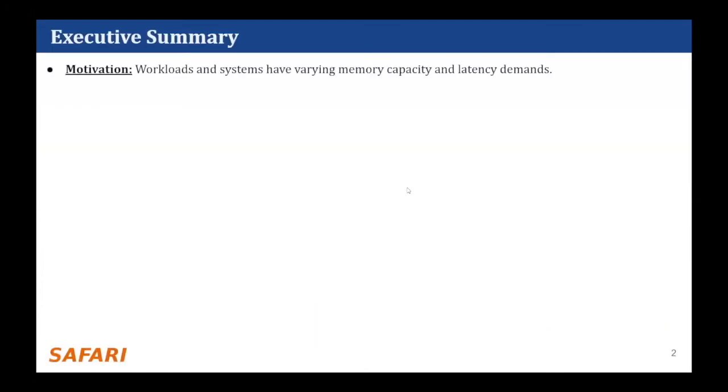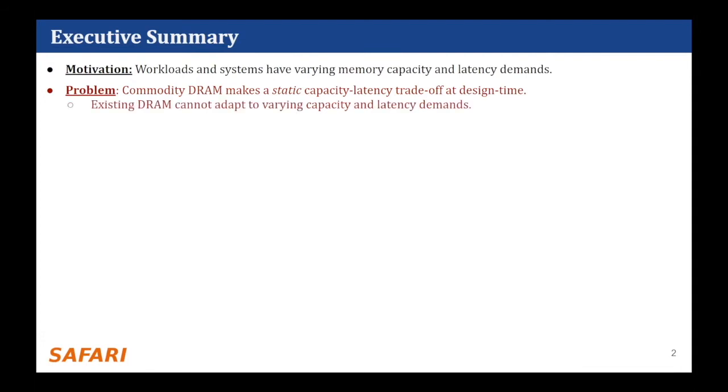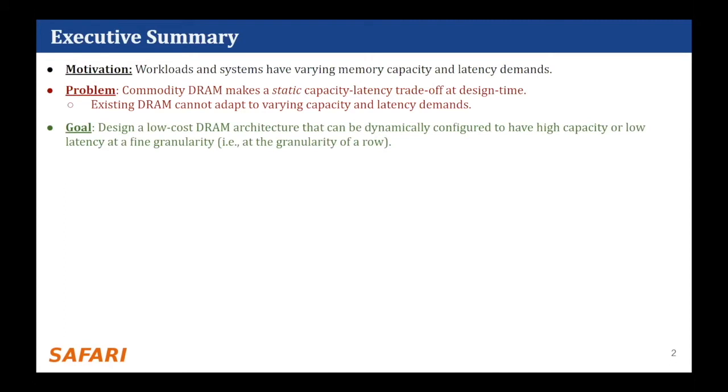This work is motivated by the fact that workloads and systems have varying memory capacity and latency demands. However, commodity DRAM, as the prevalent technology for main memory, makes a static capacity-latency trade-off at design time. As a result, existing DRAM cannot adapt to changes in the workloads' and systems' memory capacity and latency demands. Therefore, our goal is to enable a dynamic capacity-latency trade-off in DRAM at a fine granularity, that is, a single DRAM row, to meet the changing capacity and latency demands of the workloads.